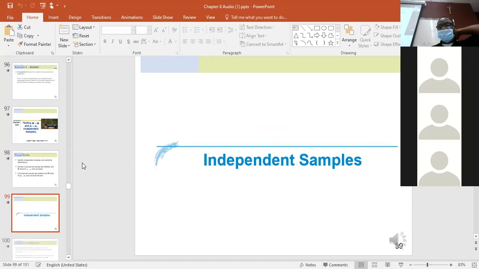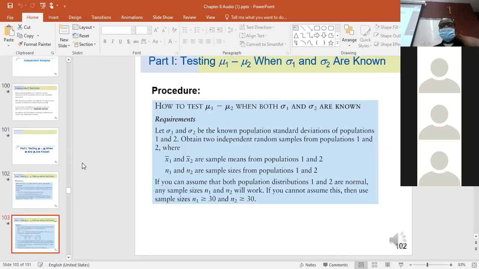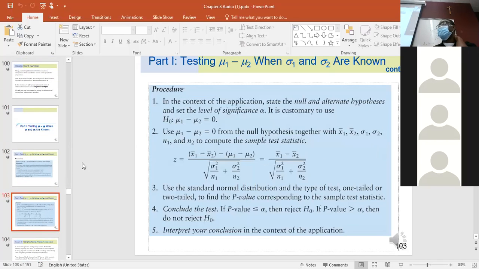Now, we want to do the test for independent samples. This is exactly what you did for proportions, and we are just going to go to examples.